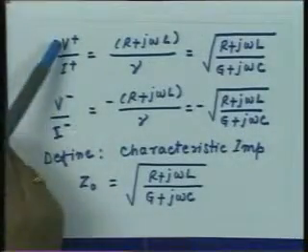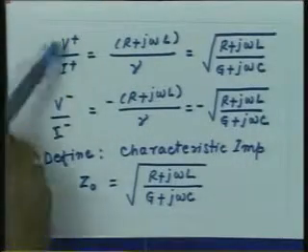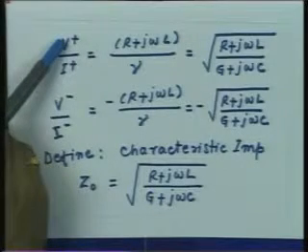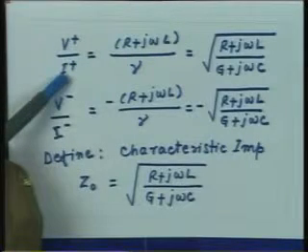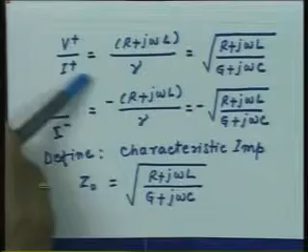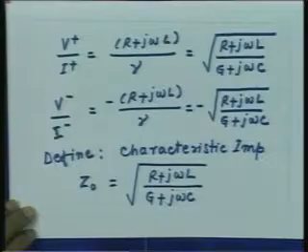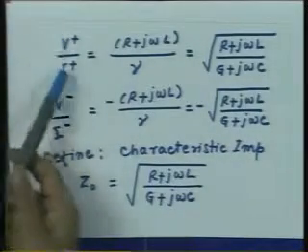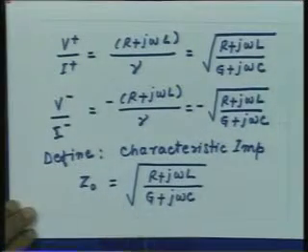What does this parameter Z naught tell you? You will notice from this equation that the ratio of V plus to I plus is equal to Z naught. And what is V plus? V plus is the amplitude of a voltage travelling wave in the forward direction. I plus is the amplitude of the current travelling wave in the forward direction. What that means is, at any location on the transmission line, if I take a ratio of the voltage and current for the forward travelling wave, that is always equal to the characteristic impedance, irrespective of what other boundary conditions are there on the transmission line.